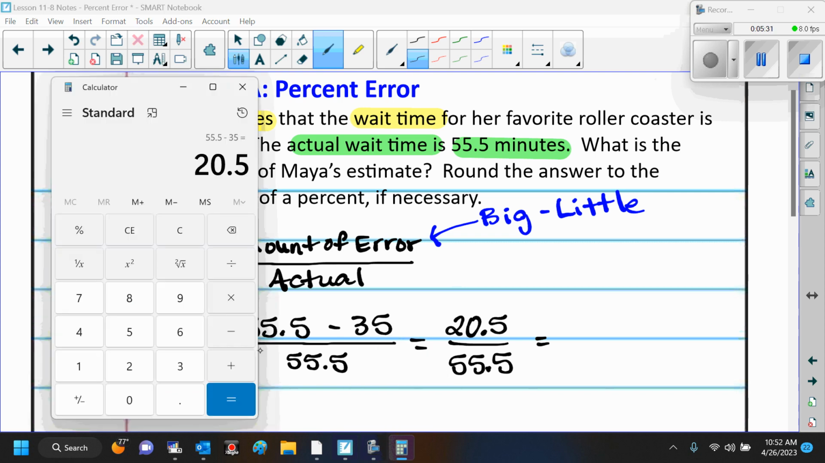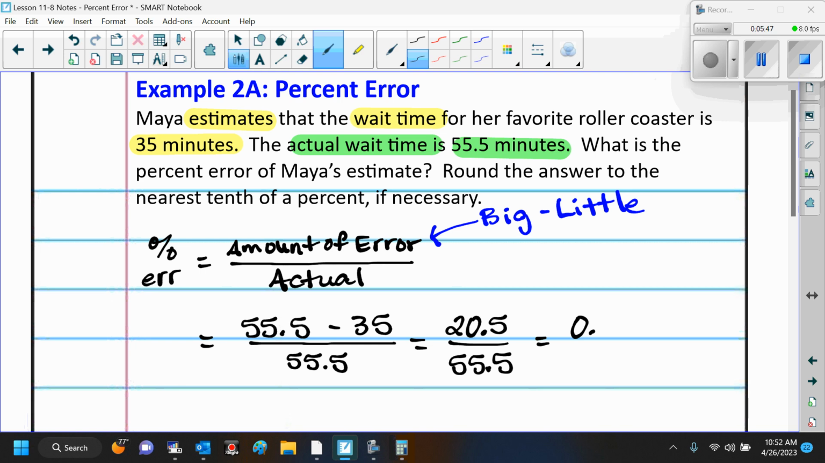All right, so we're going to divide by 55.5, and that gives us this. So I'm going to write 0.369369 and so on. You don't have to write all of that. But now we're going to change this decimal to a percent by moving the decimal 2 places to the right, right? So that's going to give me 36.9369 and so on.